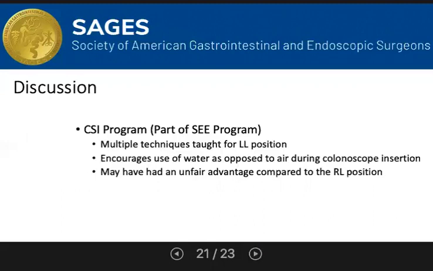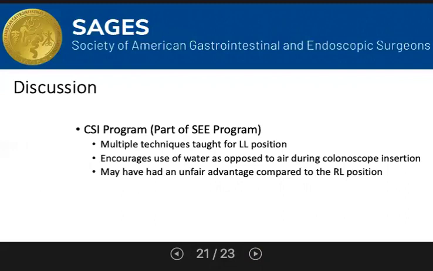All endoscopists who took part in the study had extra training with the colonoscopy skills improvement course. This program taught multiple techniques for patients positioned in the left lateral position. It also encouraged the use of water as opposed to air during colonoscope insertion. Therefore, there may have been an unfair advantage using the left lateral position compared to the right lateral position.